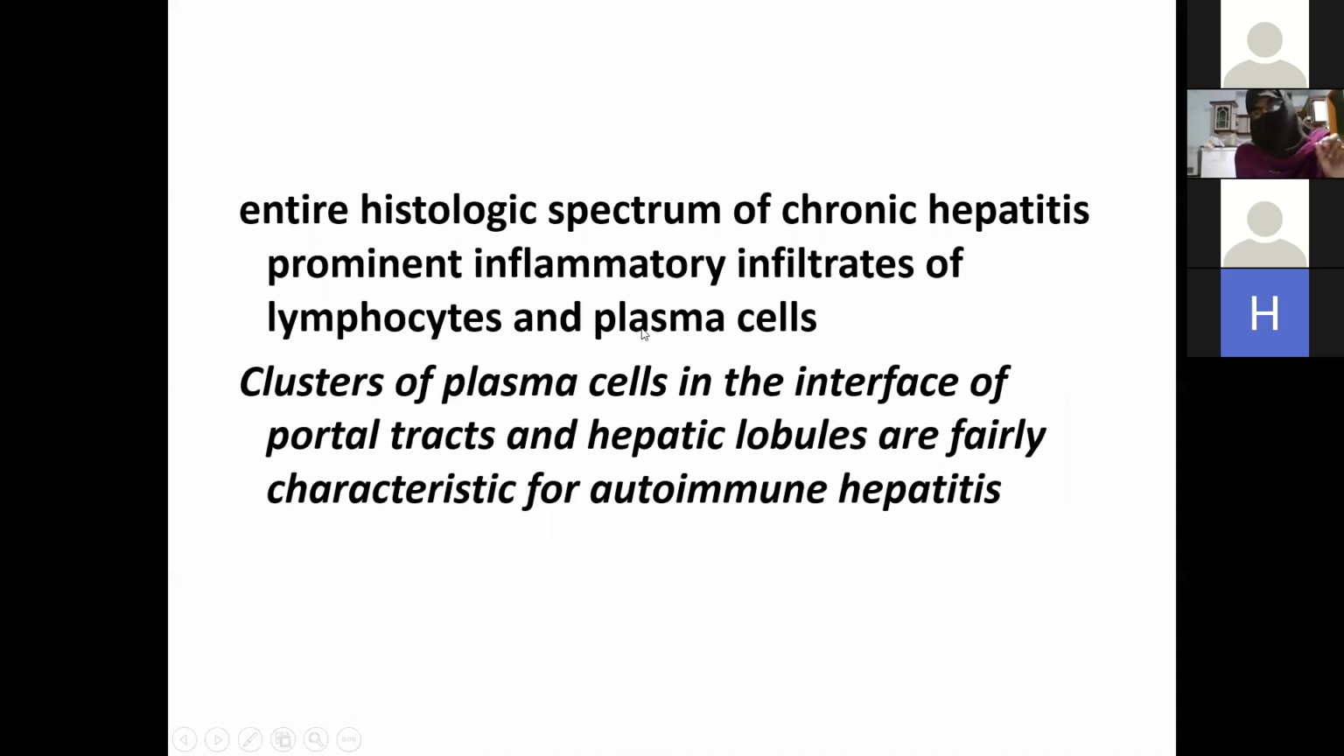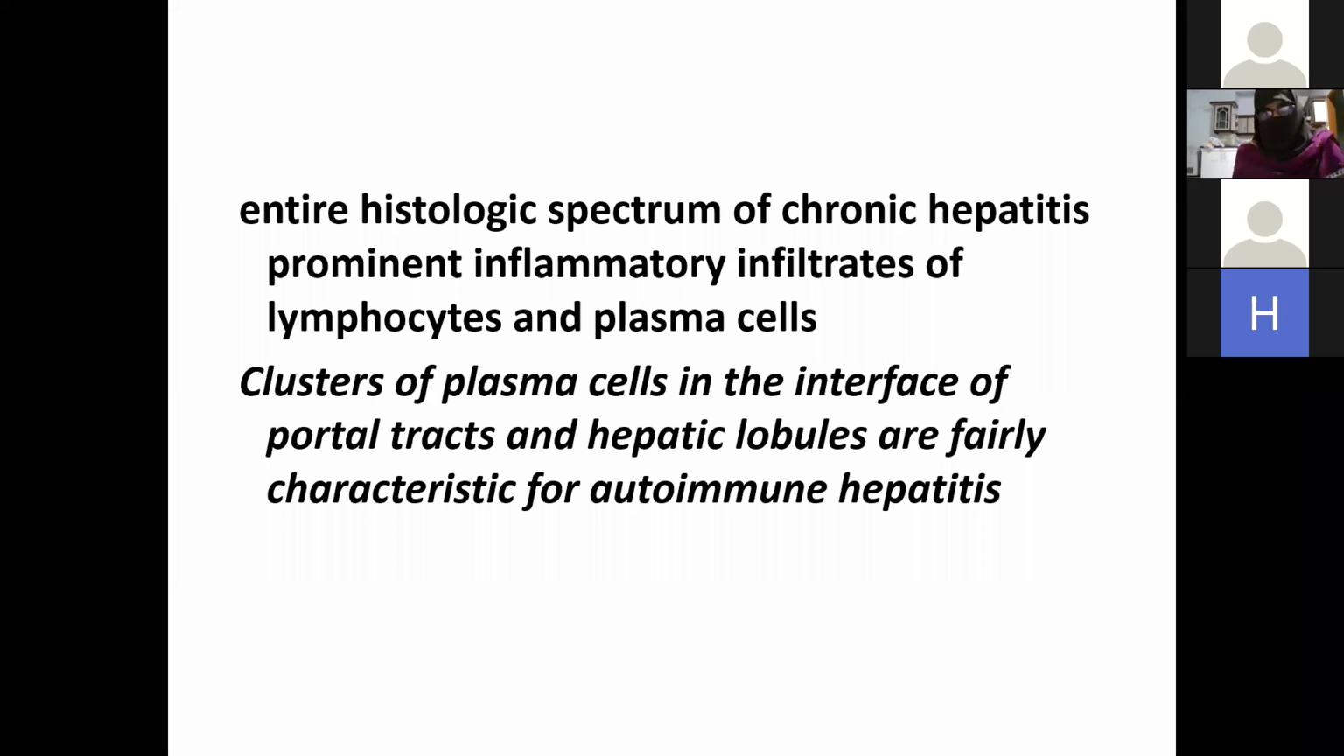Once you have written that there are morphological features of chronic hepatitis, that is inflammation, interface hepatitis, and then predominance of lymphocytes and plasma cells, you will get good marks, because it shows you know this is an antibody mediated process, so there is predominance of plasma cells. Clusters of plasma cells at the interface of portal tracts and hepatic lobules are fairly enough for the diagnosis of autoimmune hepatitis. If you ask me what to remember in morphology: interface hepatitis, and presence of lymphocytes and plasma cells.